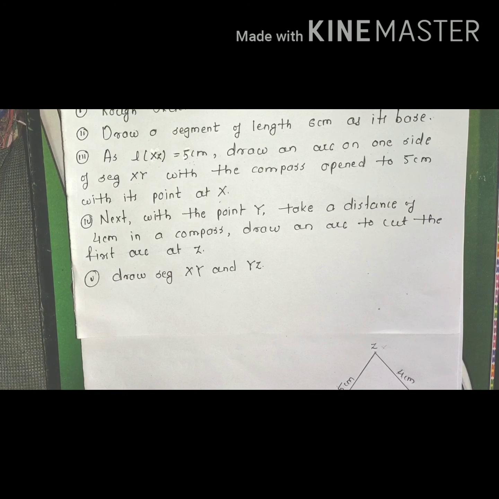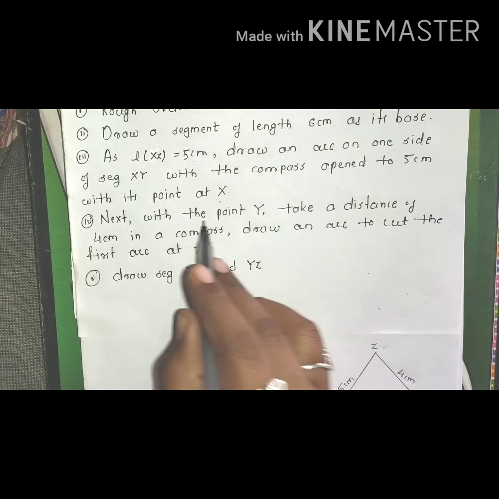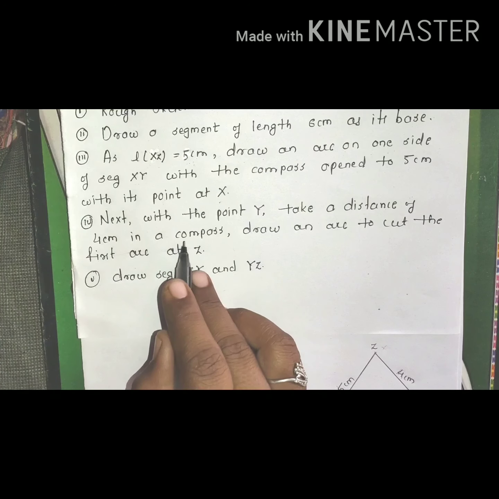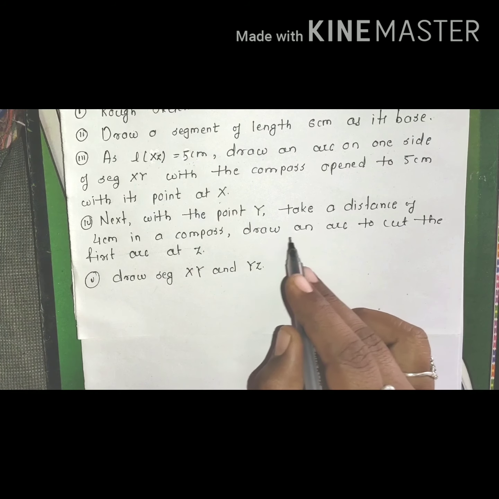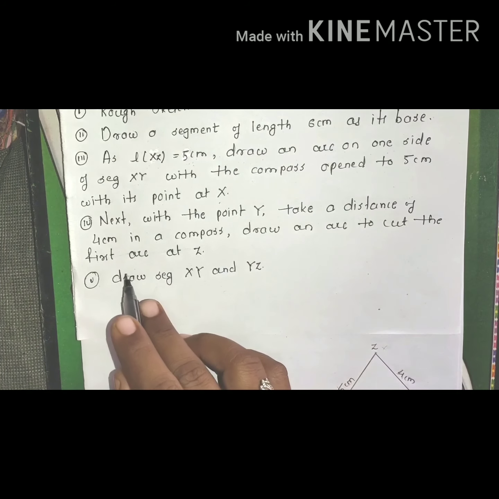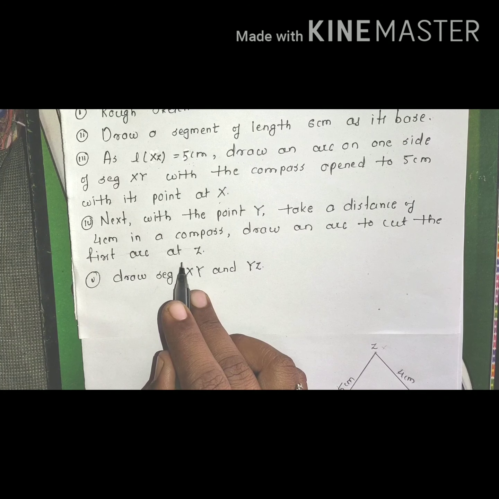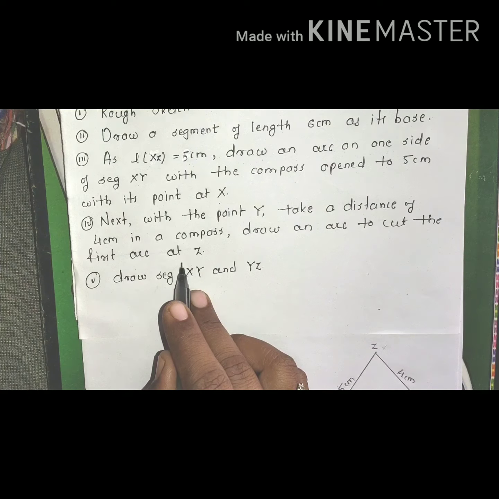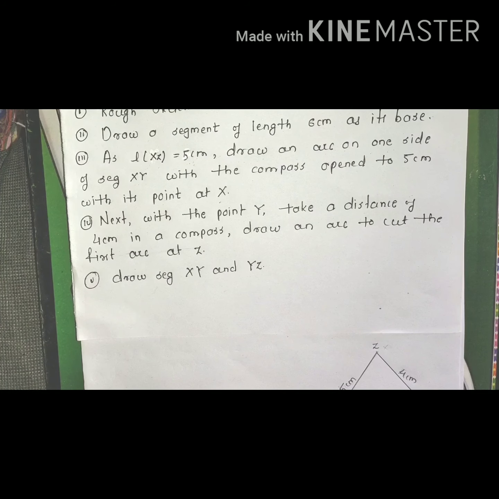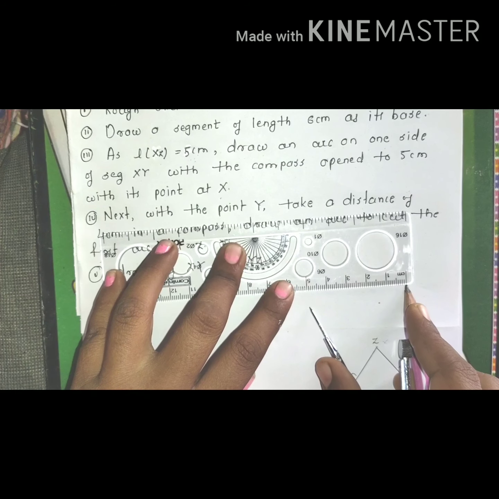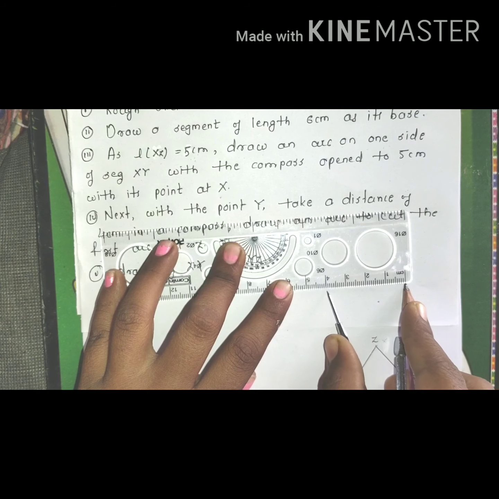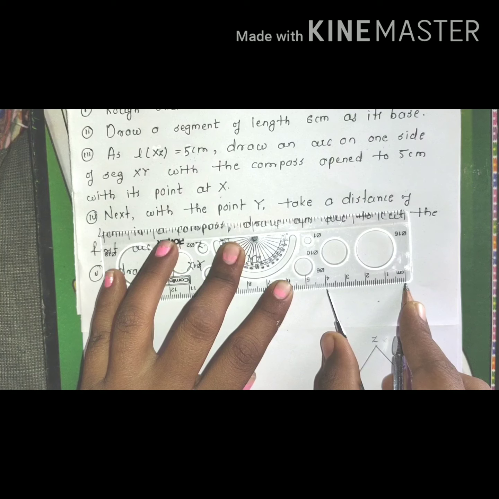Now next, fourth step. Next with the point Y, take a distance of 4 centimeter in a compass and draw an arc to cut the first arc at Z. That means we have to draw an arc which will cut the first arc. So first we have to take a distance of 4 centimeter in a compass. So take a distance of 4 centimeter in a compass. Yes, that is the 4 centimeter.